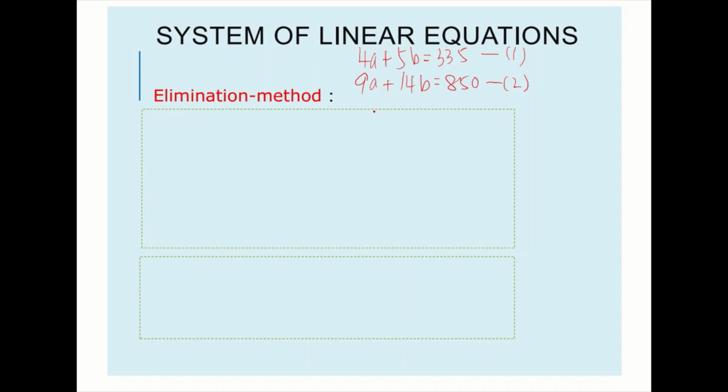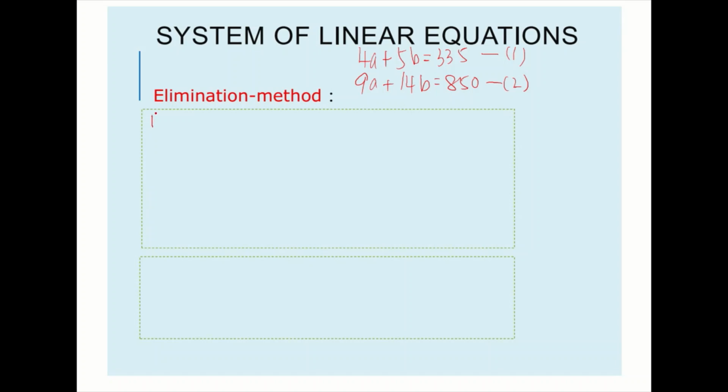First, we are going to find the LCM to make the coefficients equal. We call this process balancing the coefficient, making the coefficients the same value. So 4 and 9, what can we do to make them equal? We can change them to 36.